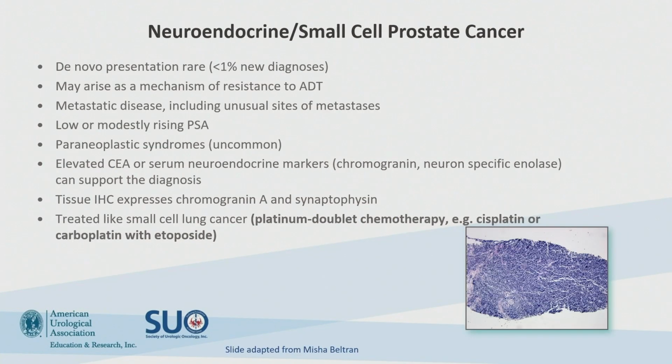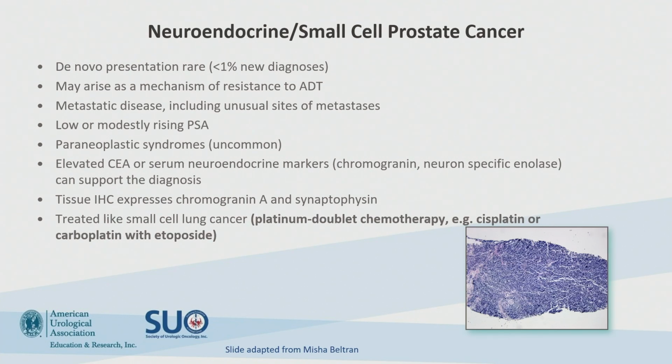So let's think about neuroendocrine or small cell prostate cancer. It's rare at diagnosis, though we've probably all seen it. It can arise in response to ADT or other mechanisms that suppress signaling through the testosterone receptor, because the cancer will figure out ways to grow despite that inhibition of the androgen receptor. Again, we talked about this being more common in settings of metastases in unusual sites, so liver, maybe brain.